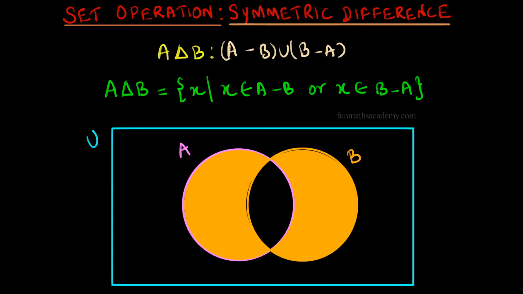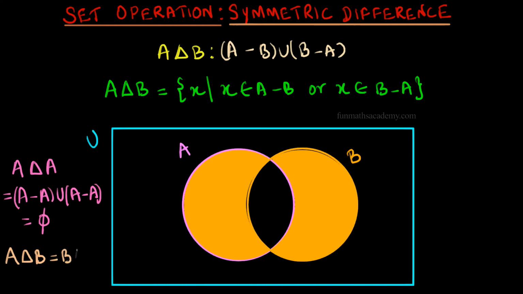A few points to note here: number 1, the symmetric difference between A and A will be an empty set. Number 2, A delta B will be equal to B delta A. And number 3, A delta B will be equal to A union B minus A intersection B. This you can clearly understand from the Venn diagram.